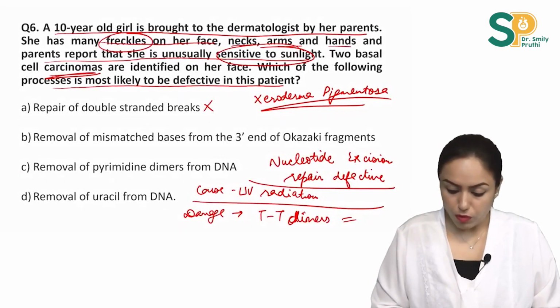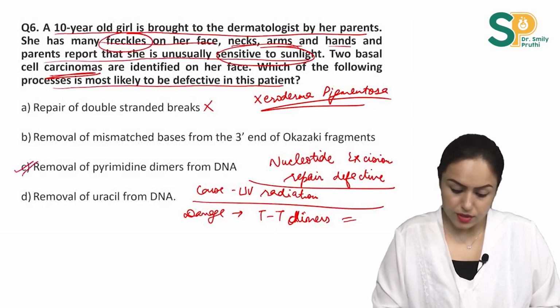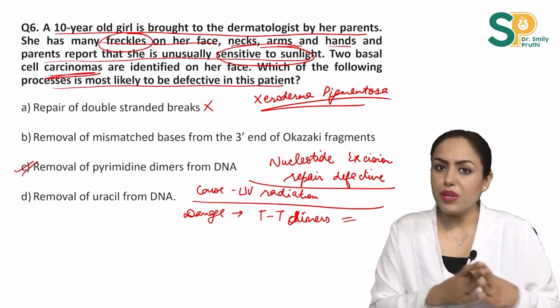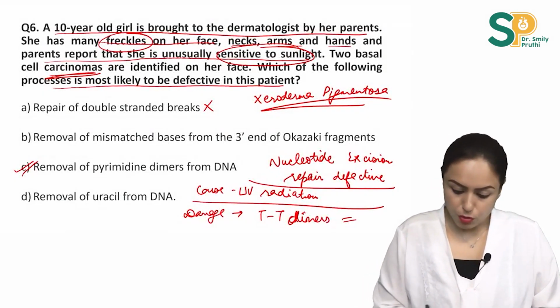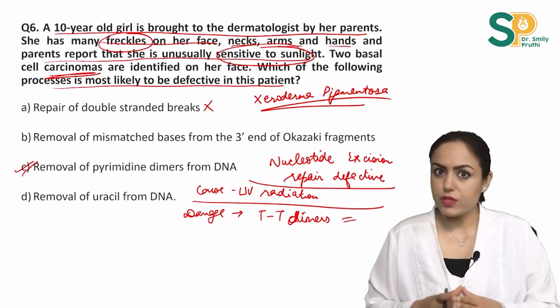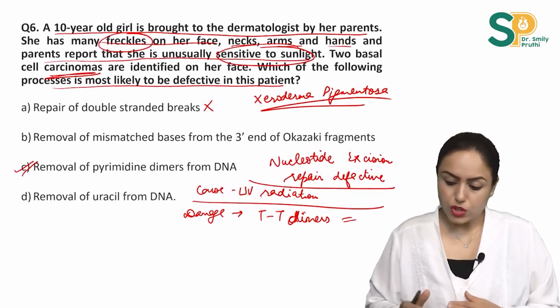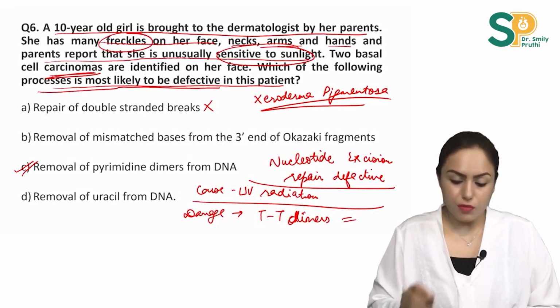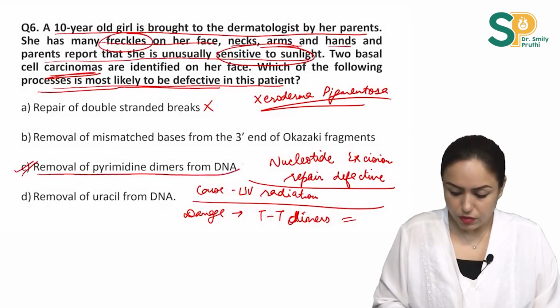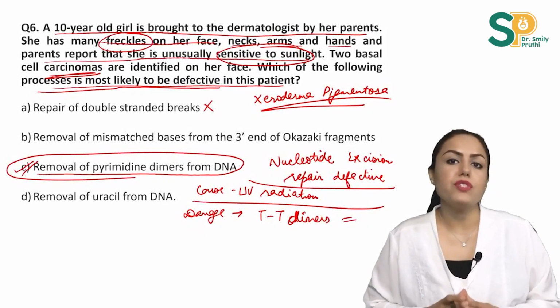Option C, removal of pyrimidine dimers from DNA. So yes, this is the answer. Pyrimidine dimers are formed that are not getting removed. Okay. Then removal of uracil from DNA. No, this is not the answer, right? So the question is, which of the following processes is most likely to be defective? What is the defect? There is defective removal of pyrimidine dimers from DNA.